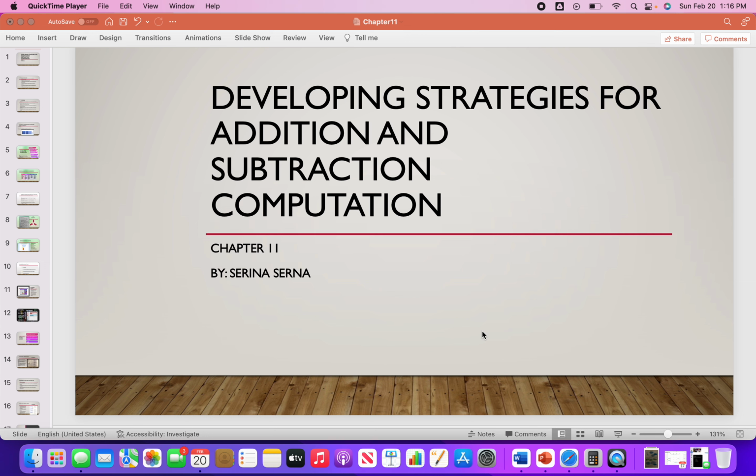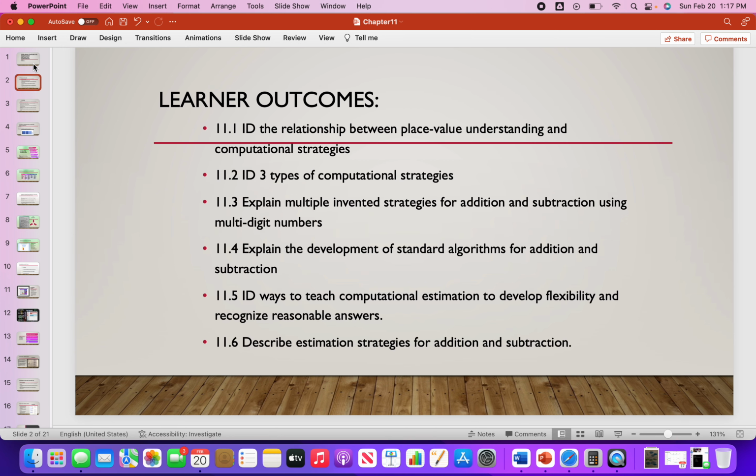Okay, everybody. My name is Serena Cerna, and I'm going to be doing Chapter 11, Developing Strategies for Addition and Subtraction. The learner outcomes for this chapter are 11.1, identify the relationship between place value and understanding computational strategies. 11.2, identify 3 types of computational strategies.